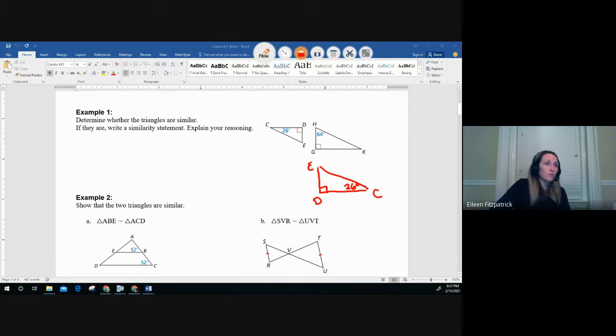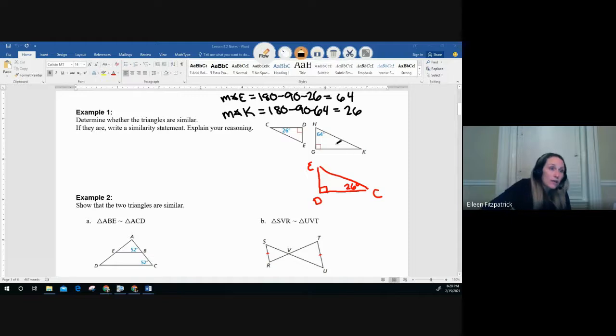Now, before I go any further, I want to figure out what the missing angle measurements are. So I know that the measure of angle E is going to equal 180 minus 90 minus 26, right? Because the three angles have to add up to 180. So angle E is going to equal 64. And I also know that the measure of angle K, that angle there, is equal to 180 minus 90 minus 64. And when I do that subtraction, I have 26. So I can label this angle 26 and this angle 64.